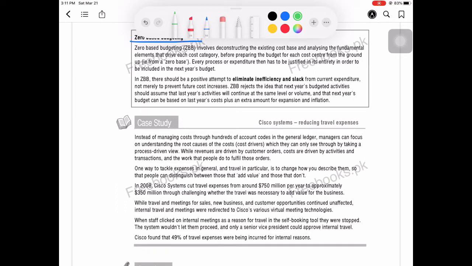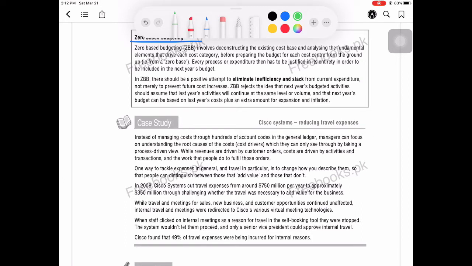Now zero based budgeting is actually very different from what we have studied, or we will be studying, different types of budgeting models. Why is it so? Because nowhere in the other budgets will they question the cost. Zero based budgeting is just one. So in this type of budgeting, every cost will be questioned. Every cost element will be asked what is the actual cost expense if we are incurring it right now, right?